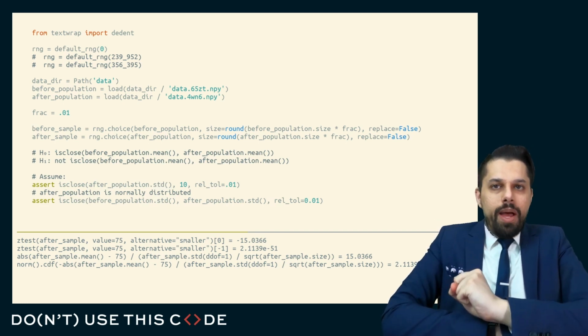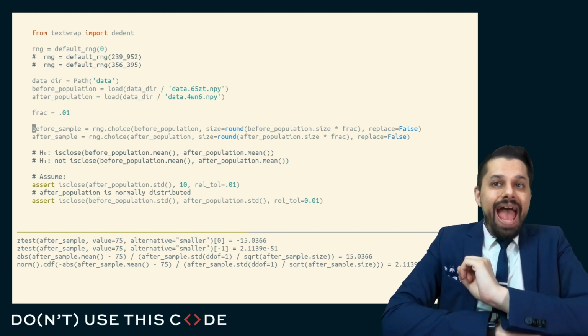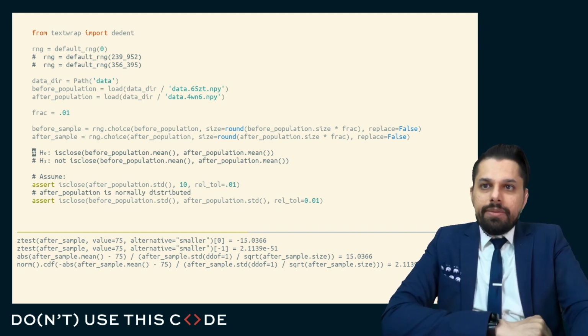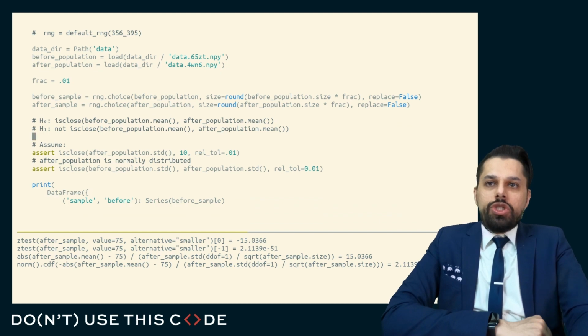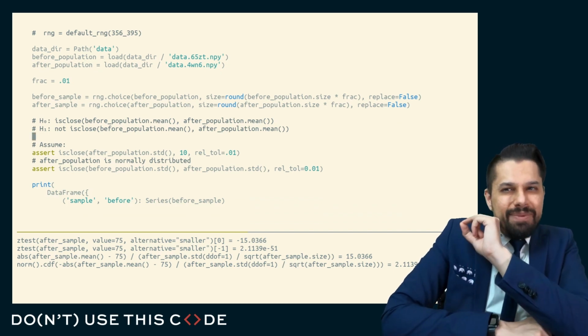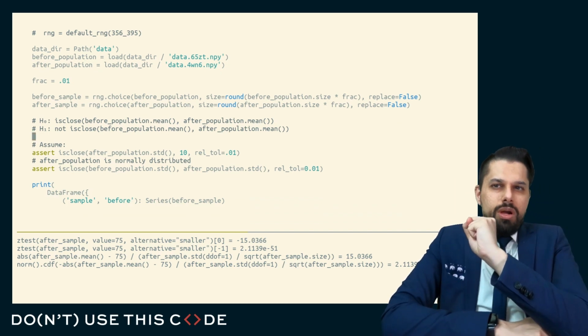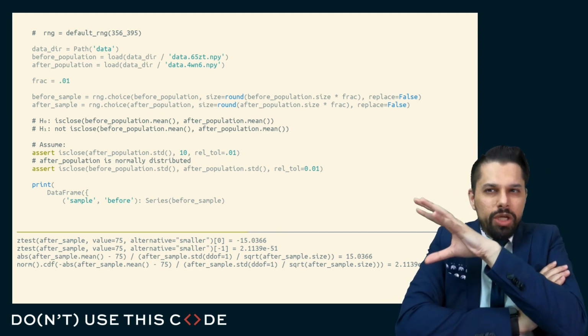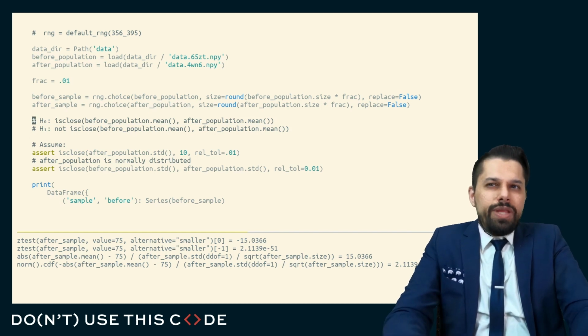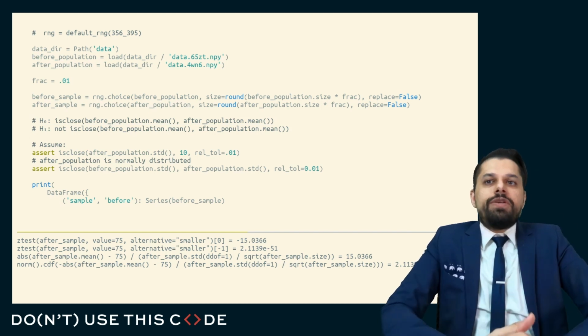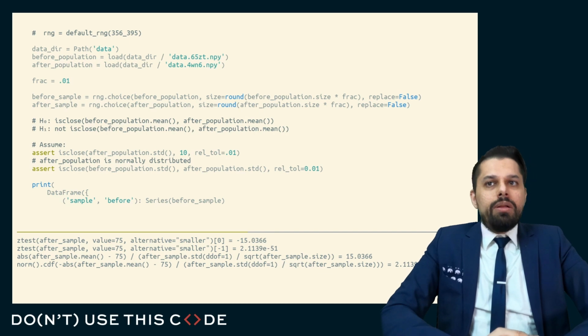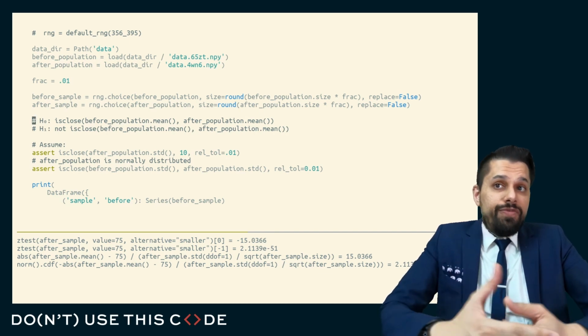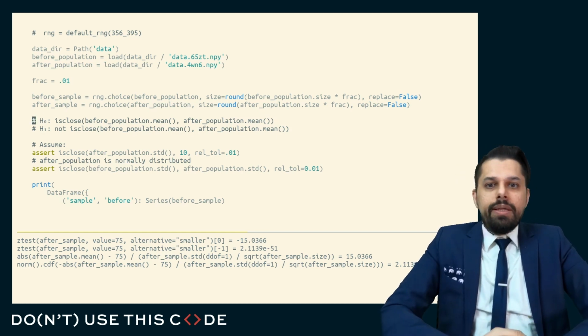Here, I have the before population. Here, I have the after population. And in this formulation, what I'm going to say is I'm looking for the before population to not be the same mean as the after population. I'm looking for them to be different. And if I'm looking for that, I want to set my null hypothesis to be the opposite of that. I want to accept or reject my null hypothesis in order to develop confidence that I can prove or disprove this alternative hypothesis.